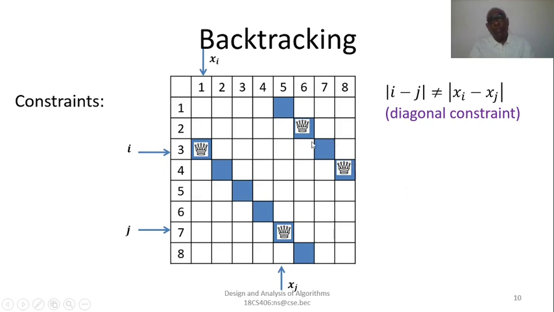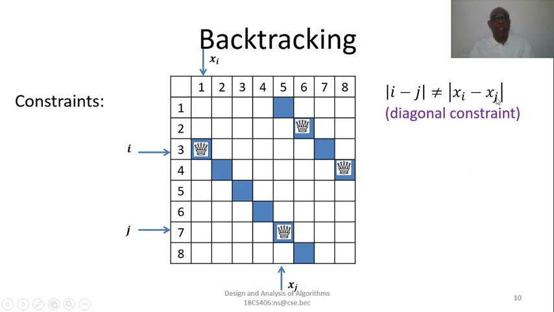So if the diagonal constraint is to be satisfied, then modulus of i minus j should not be equal to modulus of xi minus xj. Or in other words, the absolute value of i minus j should not be equal to the absolute value of xi minus xj. Remember, i and j represent the row numbers or the queens. xi and xj represent the columns in which queen i is placed in the ith row and queen j is placed in the jth row.